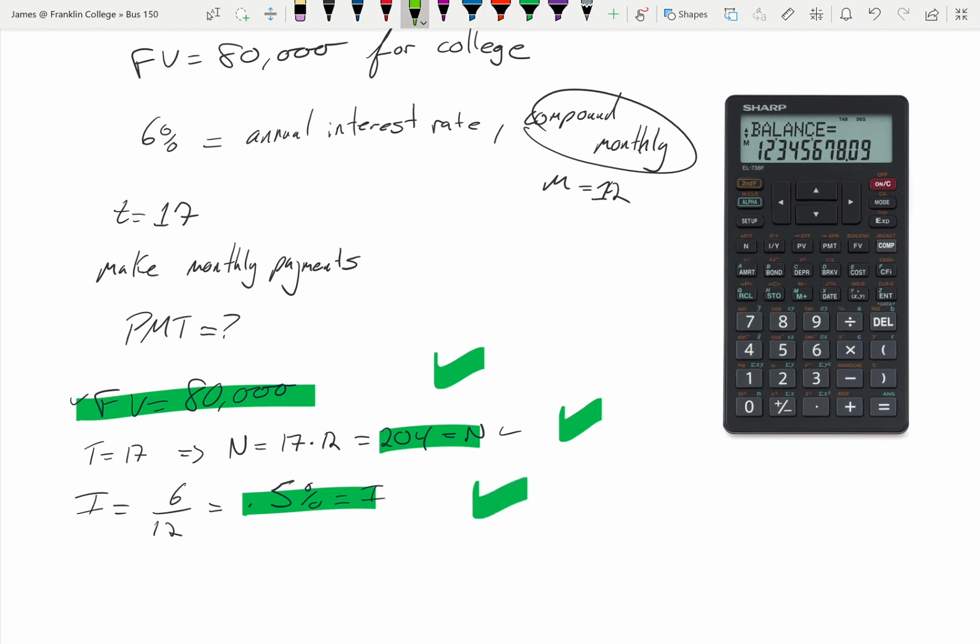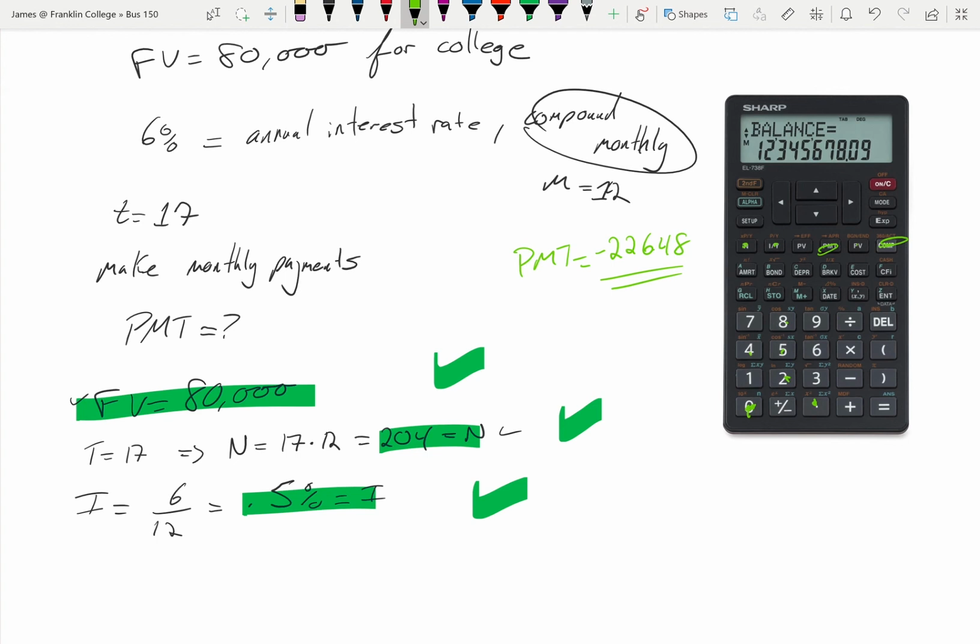So we are going to plug in 80 grand for our future value. We want to make sure there's $80,000 in the account at the end. Alright, we know that there's going to be 204 payments, and the per payment compounding interest rate is 0.5%. And then we are going to compute for the payments. And we are going to get a payment equal to, let's see, what did we get? Payment equals negative $226.48. So why is it negative?